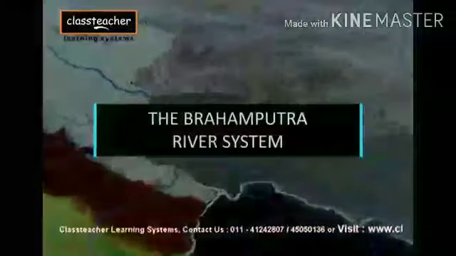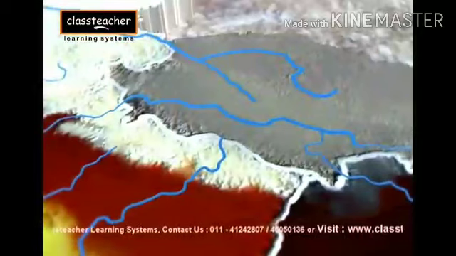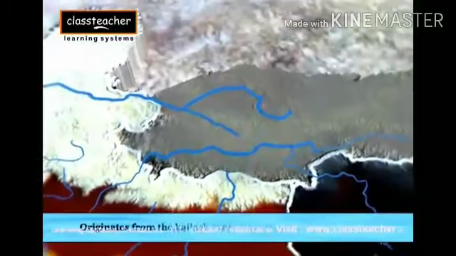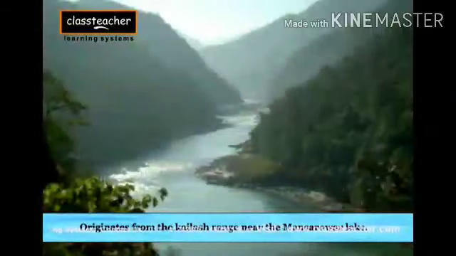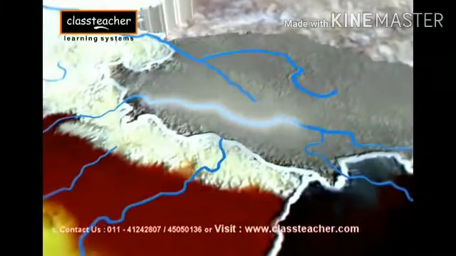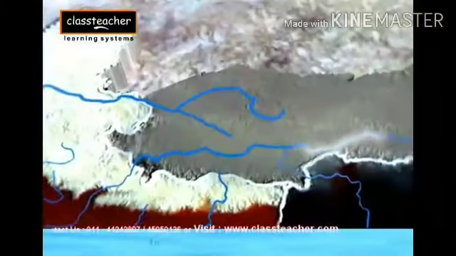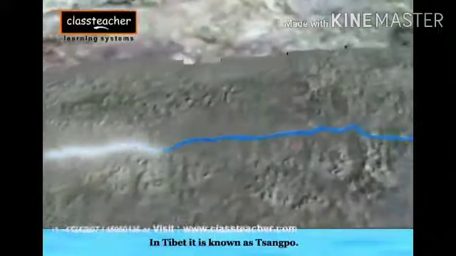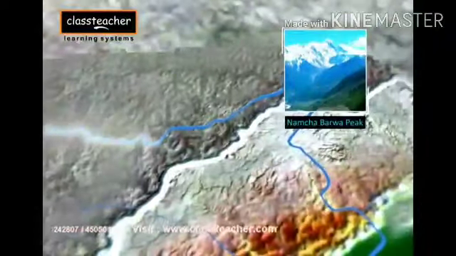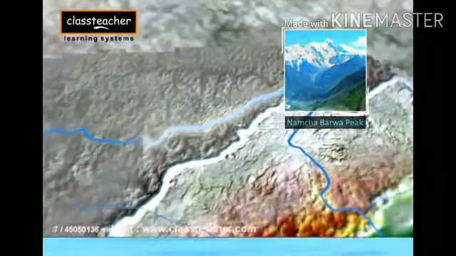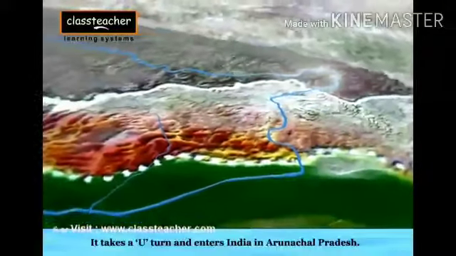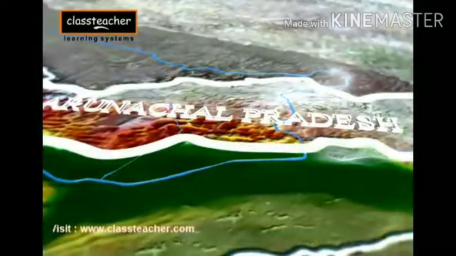The Brahmaputra river system. The Brahmaputra, one of the largest rivers of the world, has its origin in the Chemayungdung glacier in the Kailasa range near the Mansarovar Lake. From here, it flows eastward parallel to the Himalayas, where it is known as the Tsangpo, which means the purifier. The Namcha Barwa peak obstructs the flow of the river and forces it to take a U-turn. Thereby the river enters India in Arunachal Pradesh through a deep gorge.